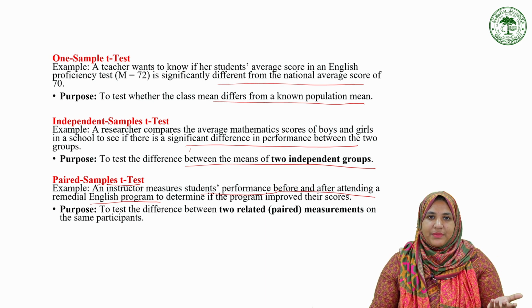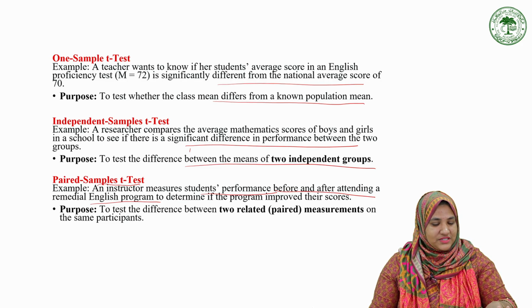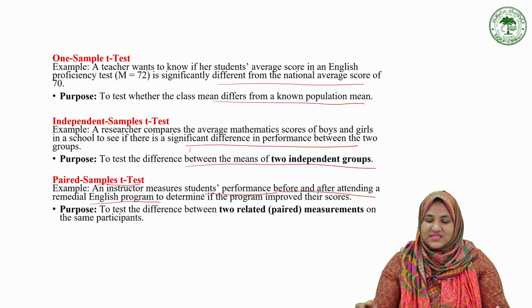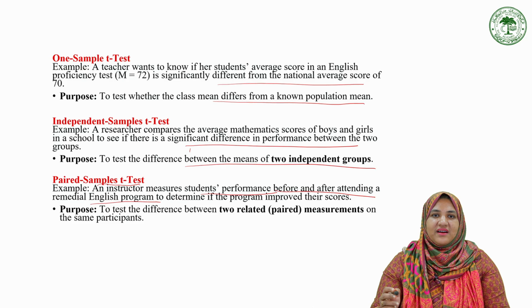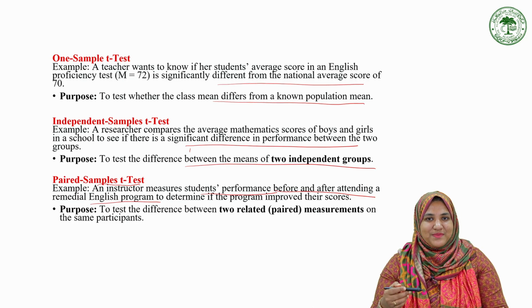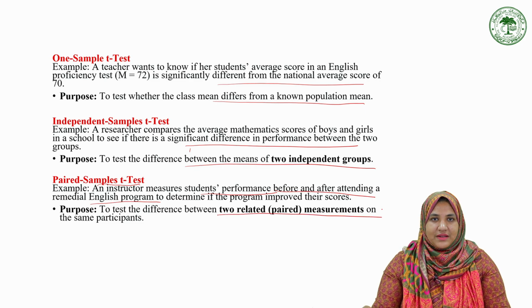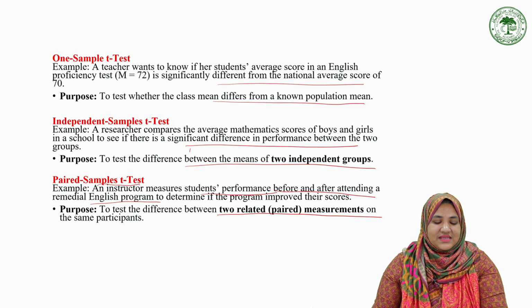The teacher is giving a pre-test, for example, on English language proficiency, and then the teacher is giving them the remedial program, and then the teacher is conducting the post-test. And that pre-test and the post-test are being compared here. Such a test is known as the paired sample t-test. So what is the purpose here? To test the difference between the two related, that means paired, measurements on the same participants. That is what is known as the paired sample t-test.